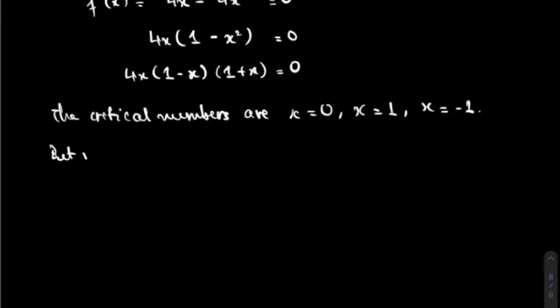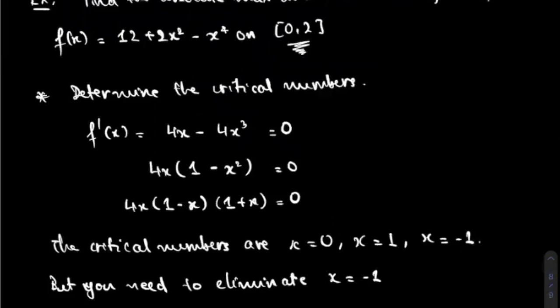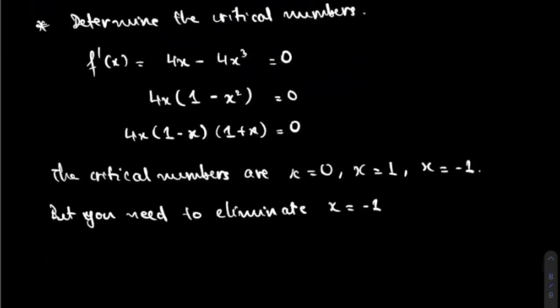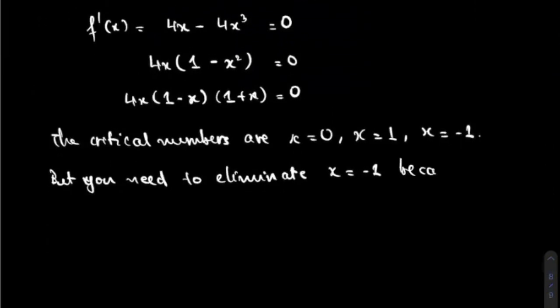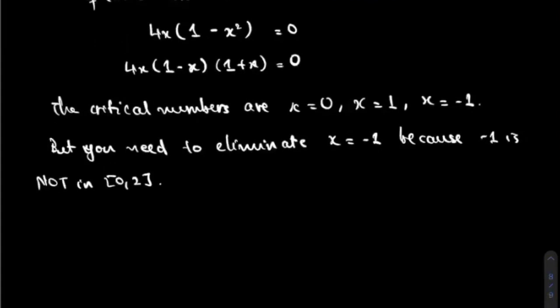But you need to eliminate x equal to negative 1 because it's not in the interval of consideration, right? So we have to eliminate x equal to negative 1 because negative 1 is not in the closed interval 0, 2. Right, so you just have to consider 2 points. The first point is x equal to 0, and the second point is x equal to positive 1.